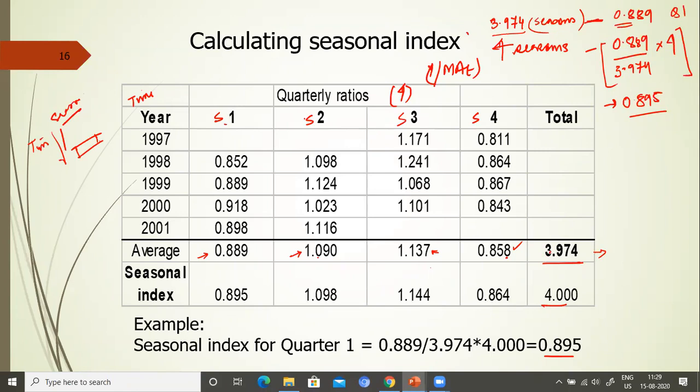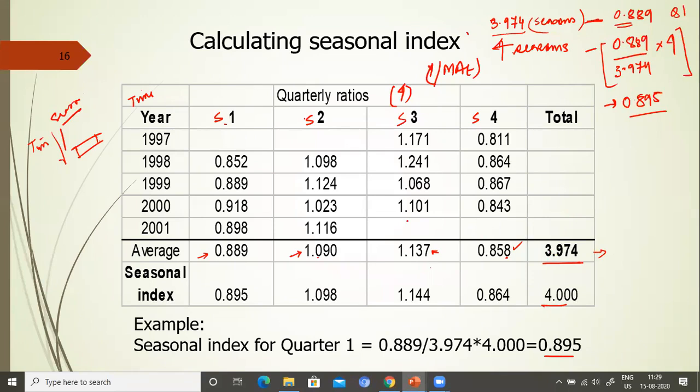Yes. Okay. So again, when I add up all my indexes, they need to add up to my final total number of seasons. Now that is the concept. You have to observe that.